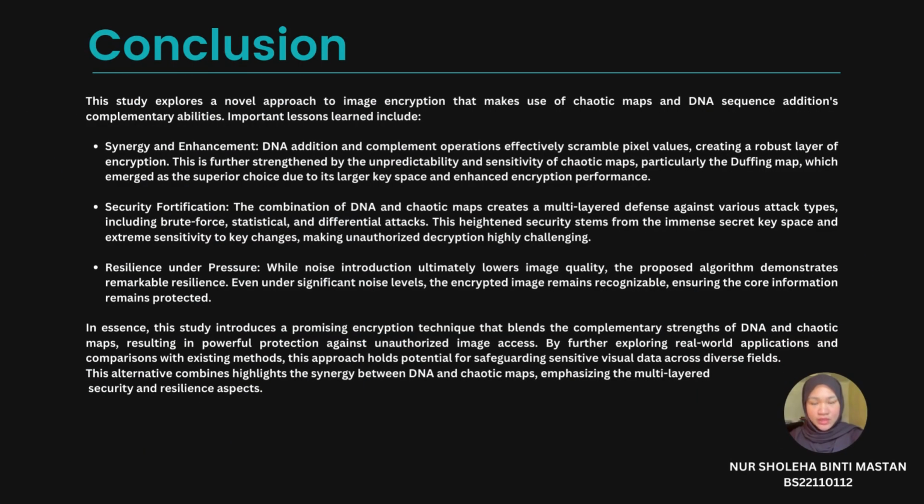This study explored a novel approach to image encryption that makes use of chaotic maps and DNA sequence addition and complement abilities. Important lessons learned include synergy and enhancement. DNA addition and complement operations effectively scramble pixel values, creating a robust layer of encryption. This is further strengthened by the unpredictability and sensitivity of chaotic maps, particularly the Duffing map, which emerged as the superior choice due to its large key space and enhanced encryption performance. Security fortification: the combination of DNA and chaotic maps creates a multi-layer defense against various attack types, including brute force, statistical, and differential attacks. This heightens security strength from the immense secret key space and extreme sensitivity to key change, making unauthorized decryption highly challenging.